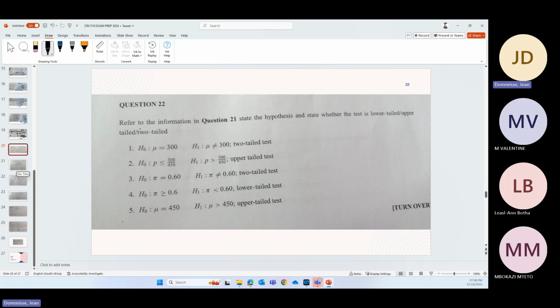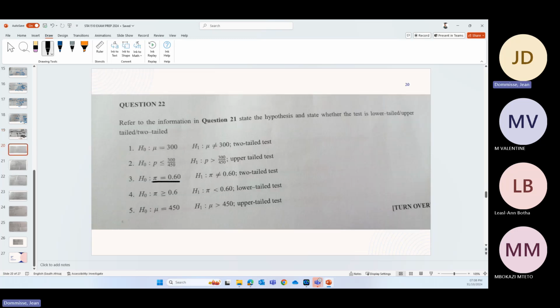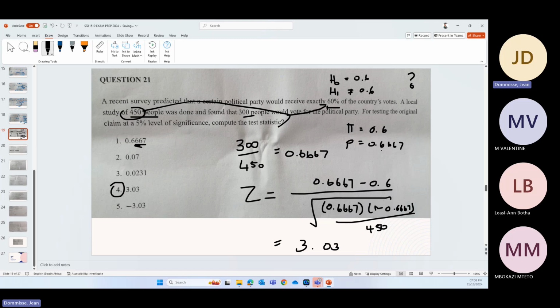Let's hope. It is referred to question information, state the hypothesis, and state whether the test is lower, upper, or two-tail. Okay, so here we have the information. There's the one, there's the other one, and there's the two-tail. So it is option 3. So now we know at least that what we did is also correct.